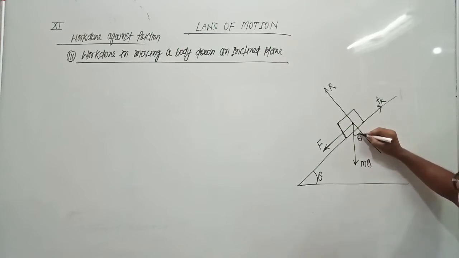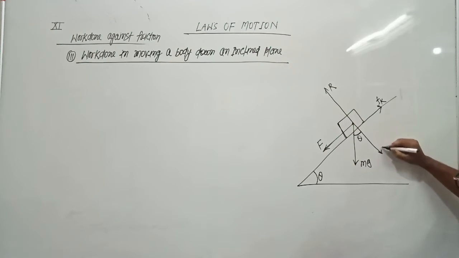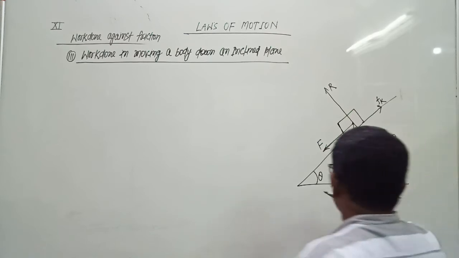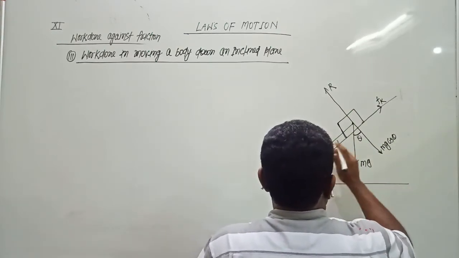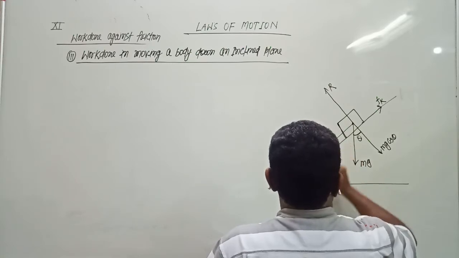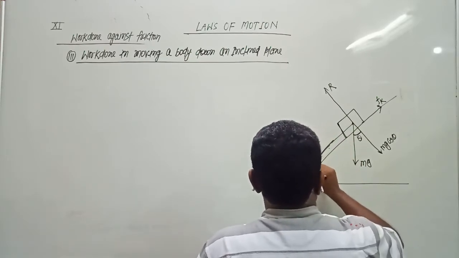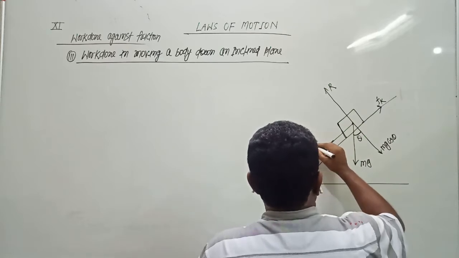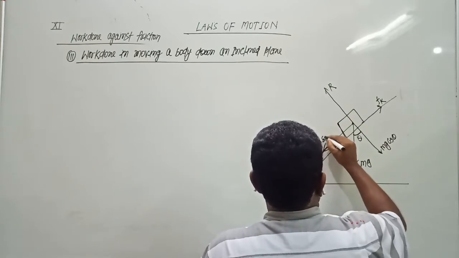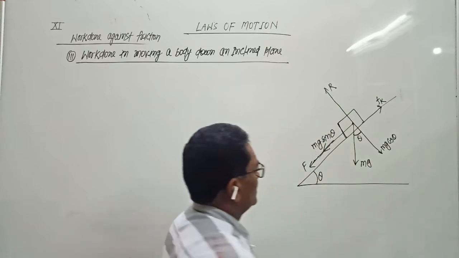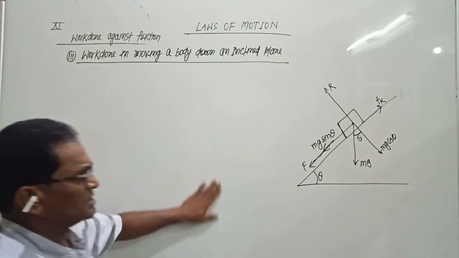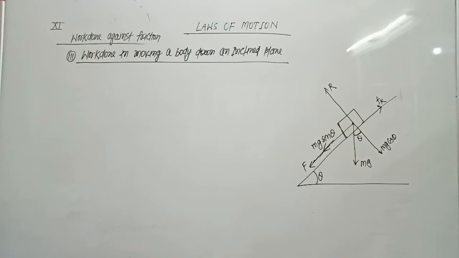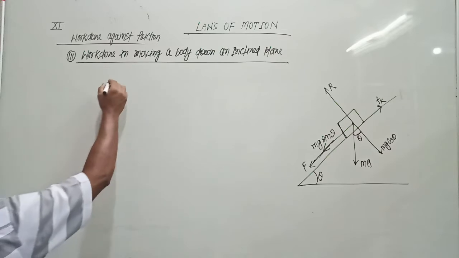So there must be two components of mg. One is mg cos theta, and another component lies in the direction of the force F, and this component is mg sin theta. Now we resolve these two components. So R equals mg cos theta.